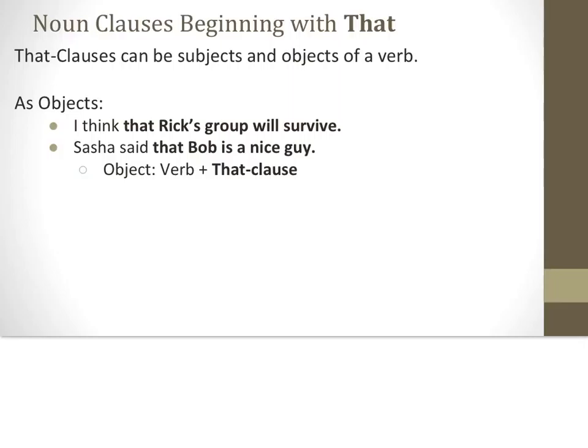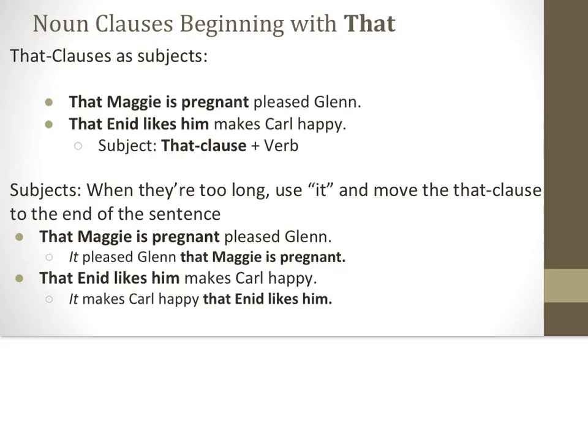The word that can also be used to start noun clauses. Noun clauses that start with that can be used as the subject or object of a sentence. When that clauses are used as objects, they come after the verb in the sentence, like in the following example. Sasha said that Bob is a nice guy. That Bob is a nice guy is the object of the verb said.